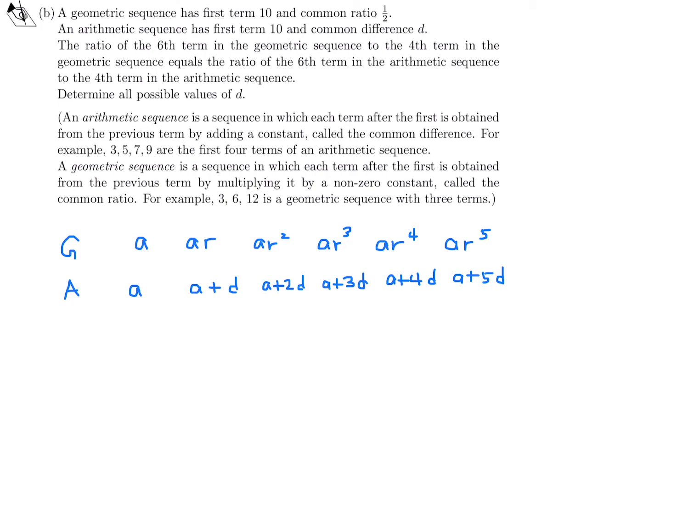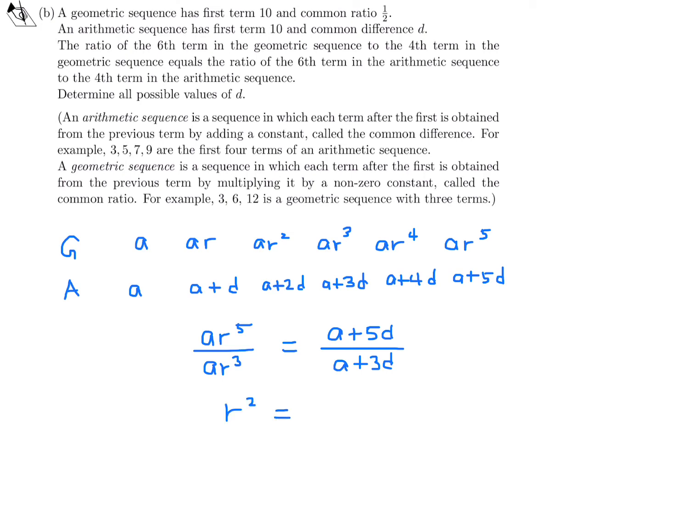The ratio of the sixth term in the geometric sequence, that's ar fifth, to the fourth term, which would be ar cubed, equals the ratio of the sixth term in the arithmetic sequence, which is a plus 5d, to the fourth term in the arithmetic sequence, which is a plus 3d. Okay, so this hopefully will allow me to solve for d, which is what they want, all the possible values of d. From over here, the a's cancel, and all you're left with is r squared.